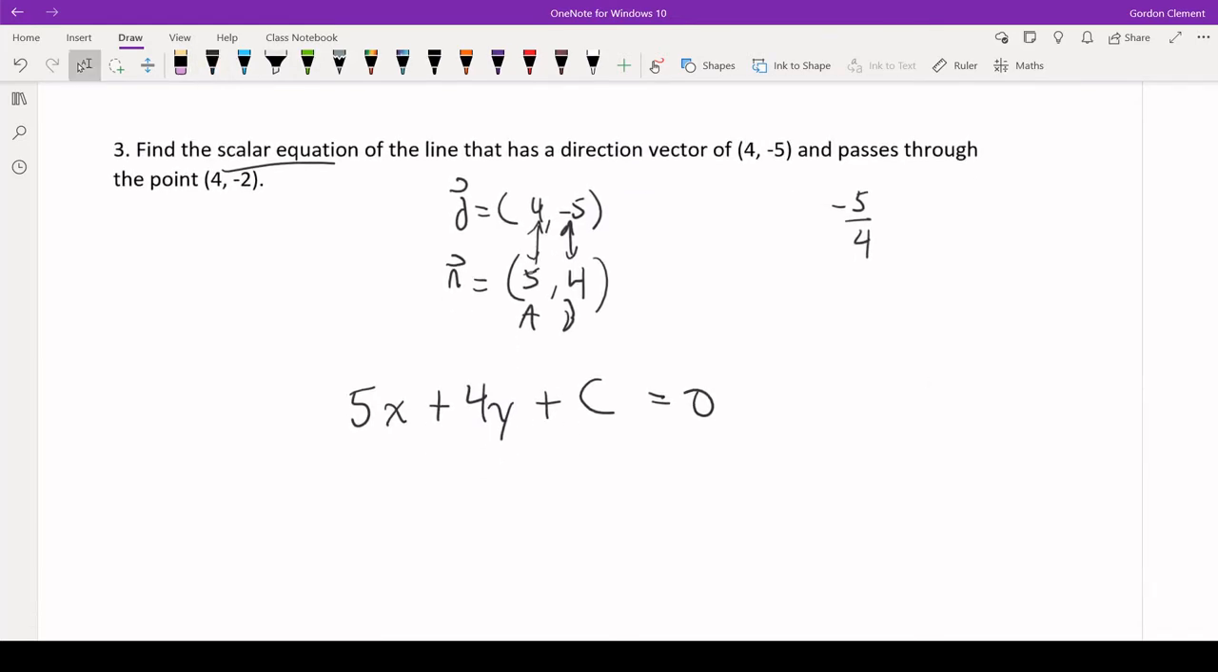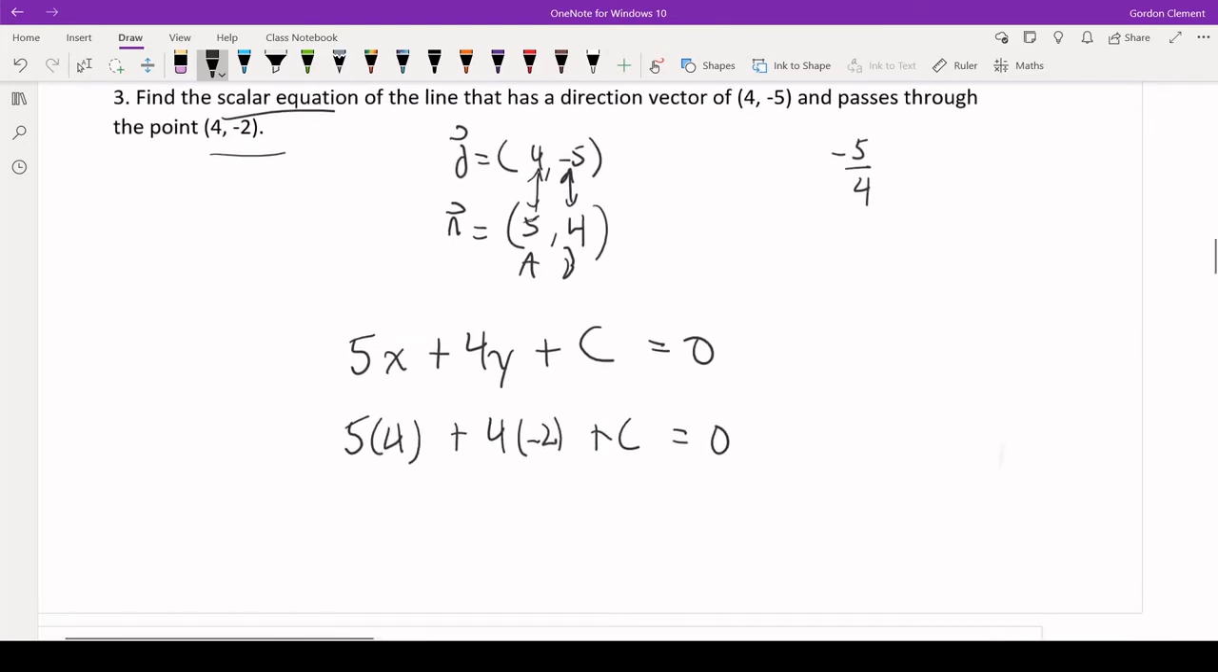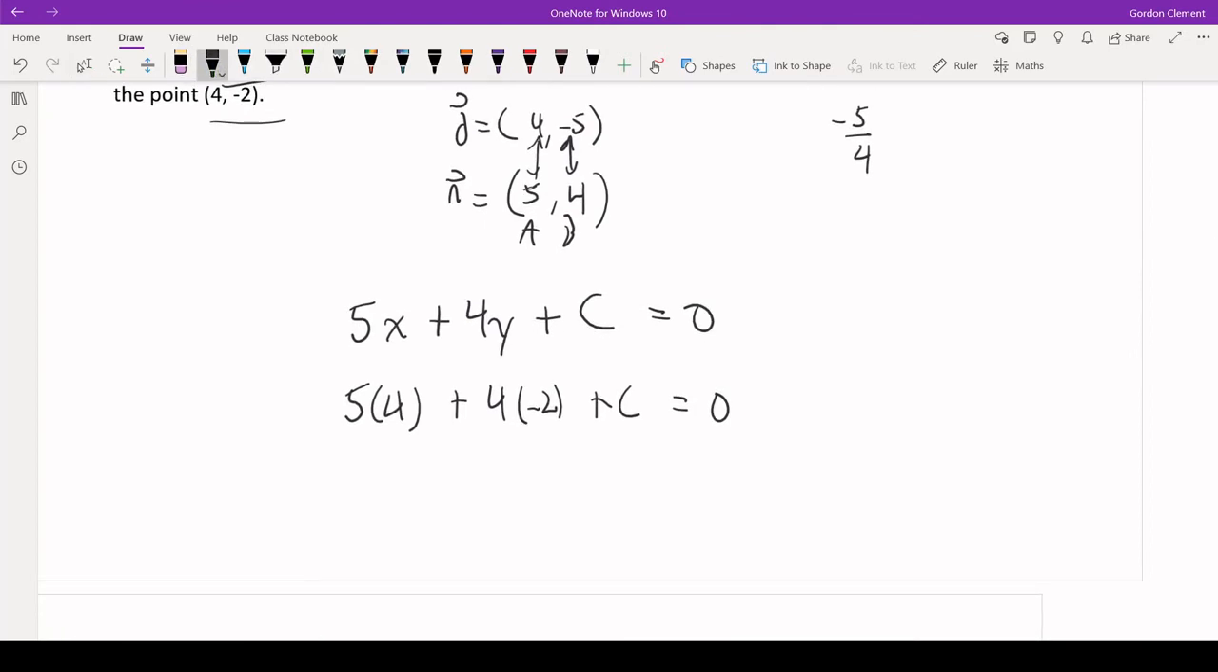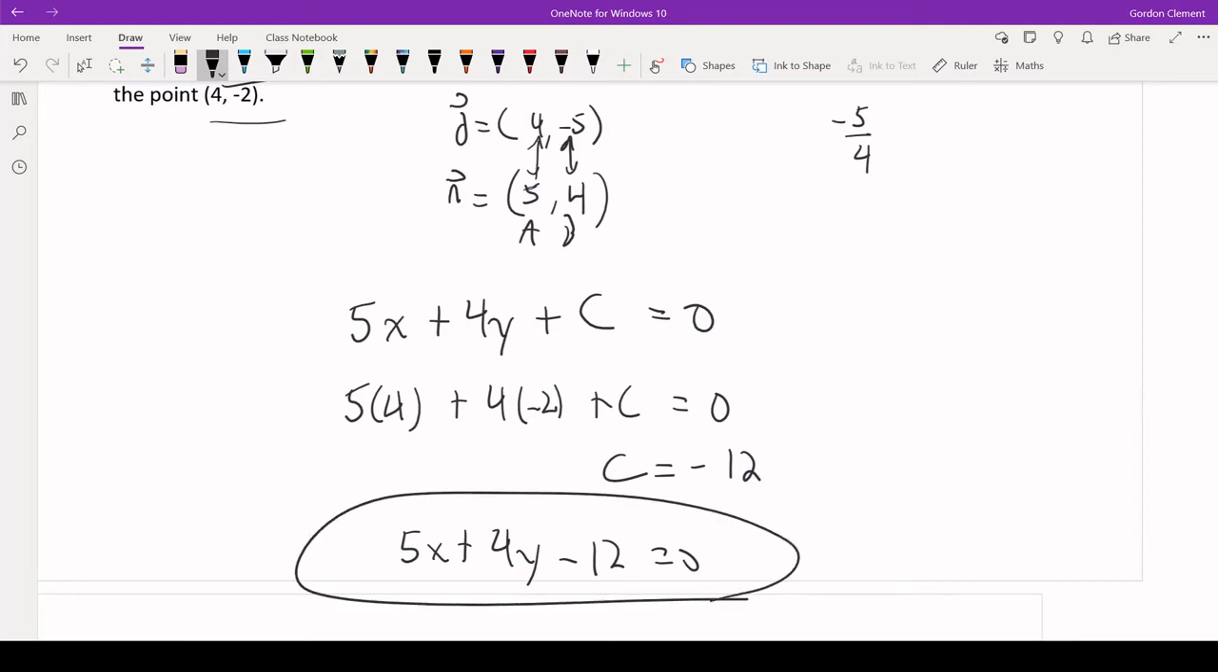In order to find that c value, we're going to use the point x and y. So 5 times 4 plus 4 times -2 plus c equals 0. So that's 20 minus 8 is 12. So c is going to be -12 when I bring that over. And so my scalar equation would look something like that.